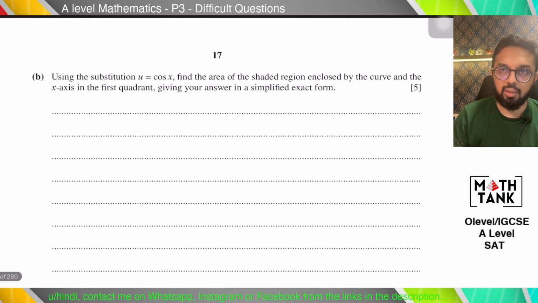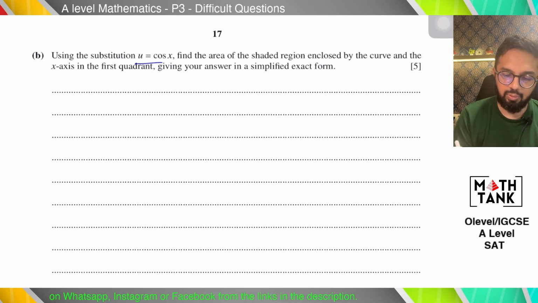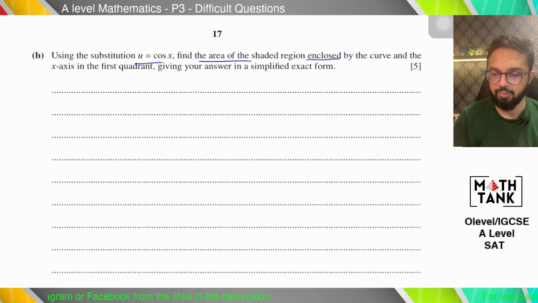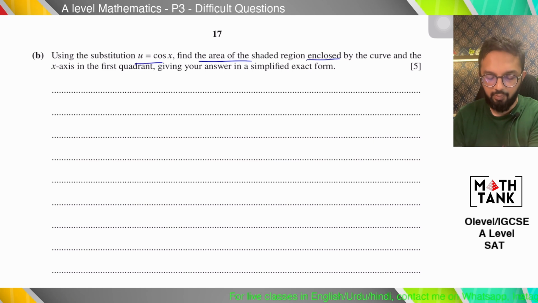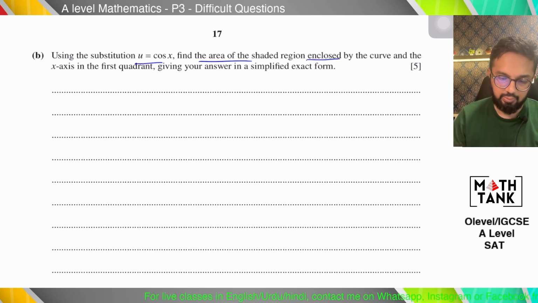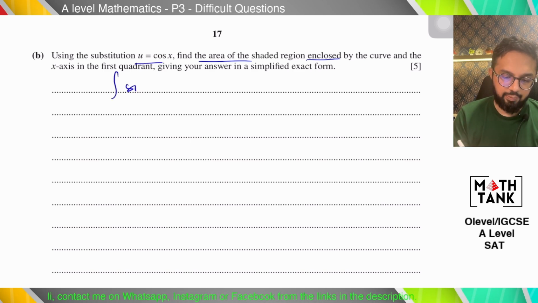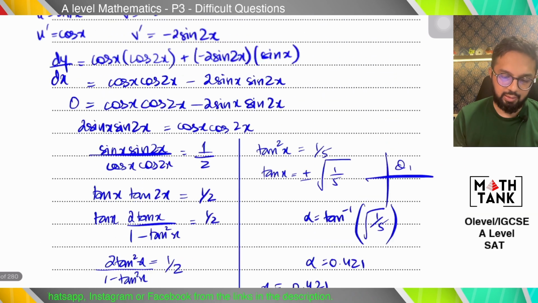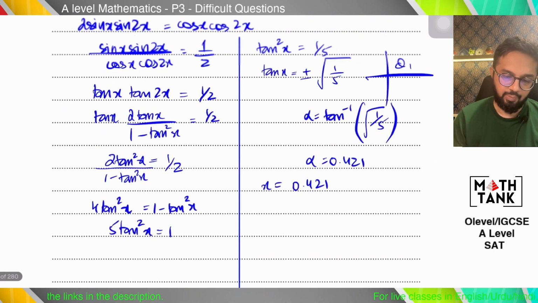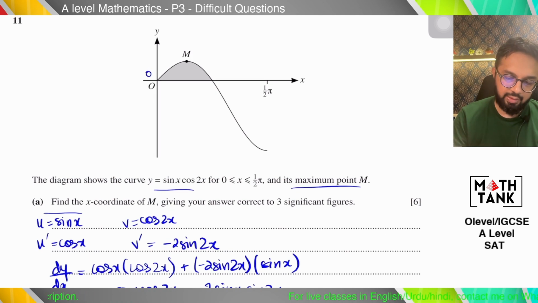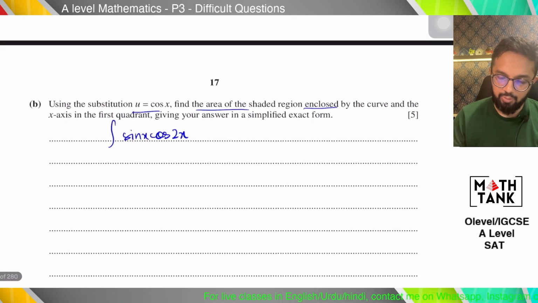Then the second part to the question says, using the substitution u equals to cos x, find the area of the shaded region enclosed by the curve and the x-axis in the first quadrant, giving your answer in a simplified exact form. Okay. So I have to integrate sine x and cos 2x. What limits do I have? I have to find this limit first. How do I find this limit?